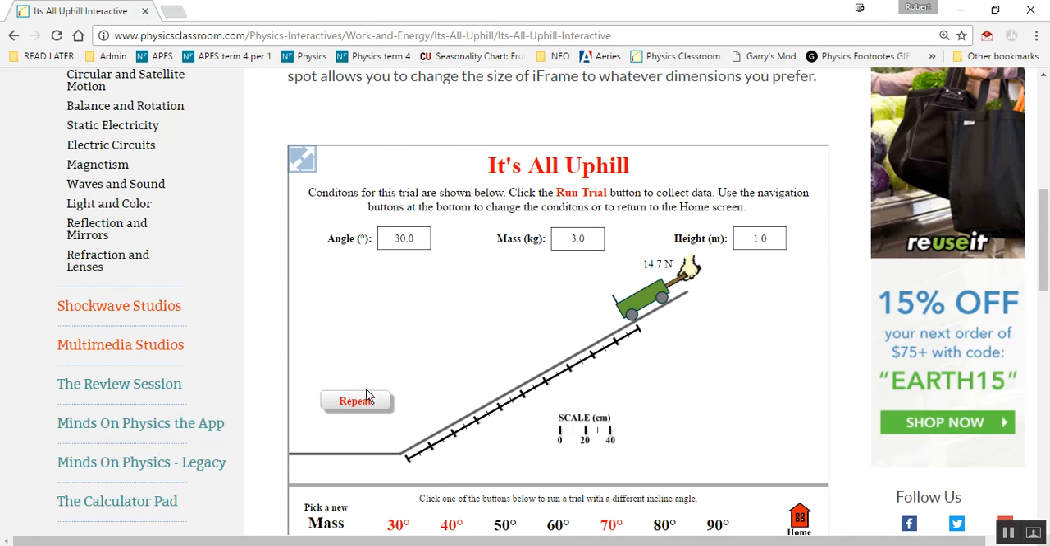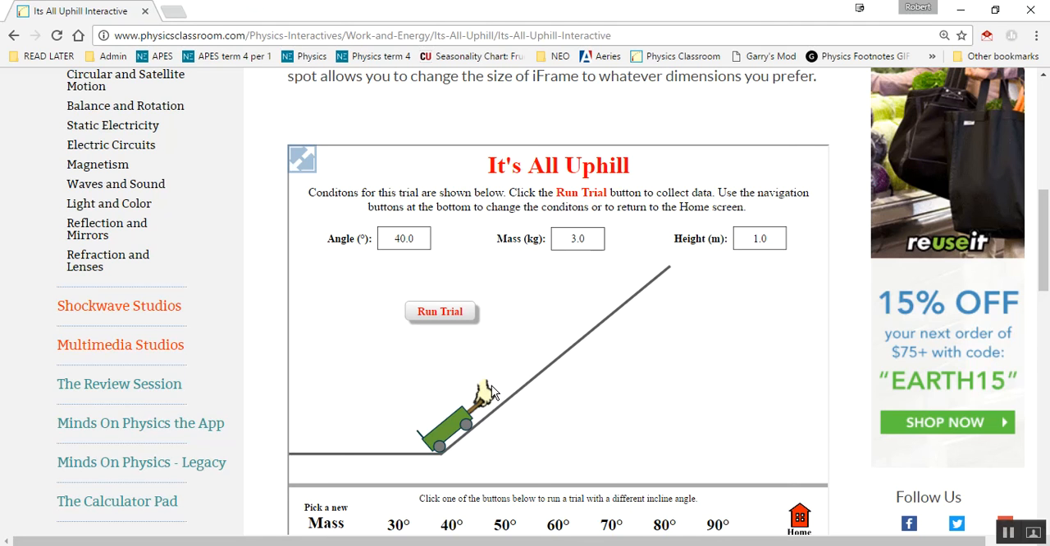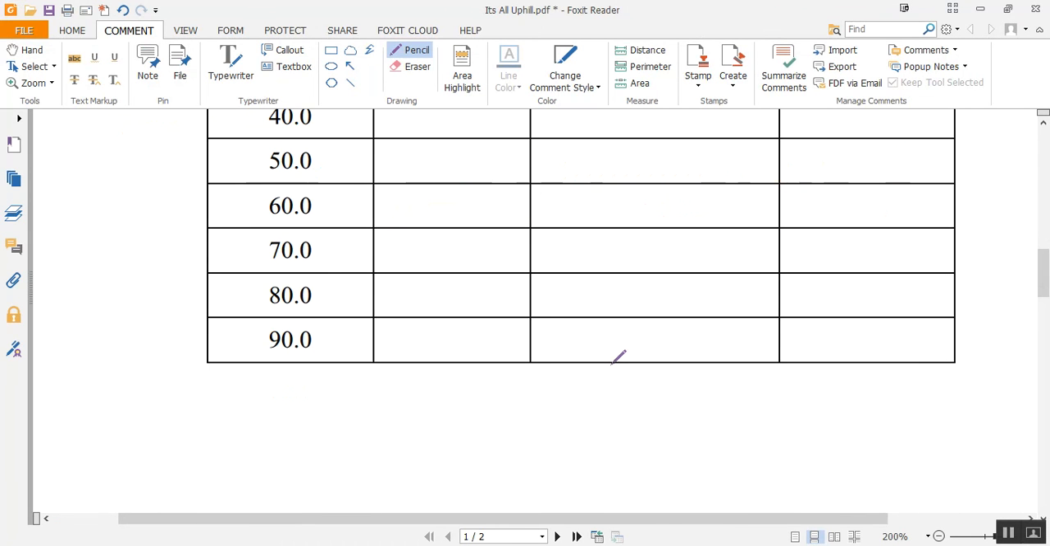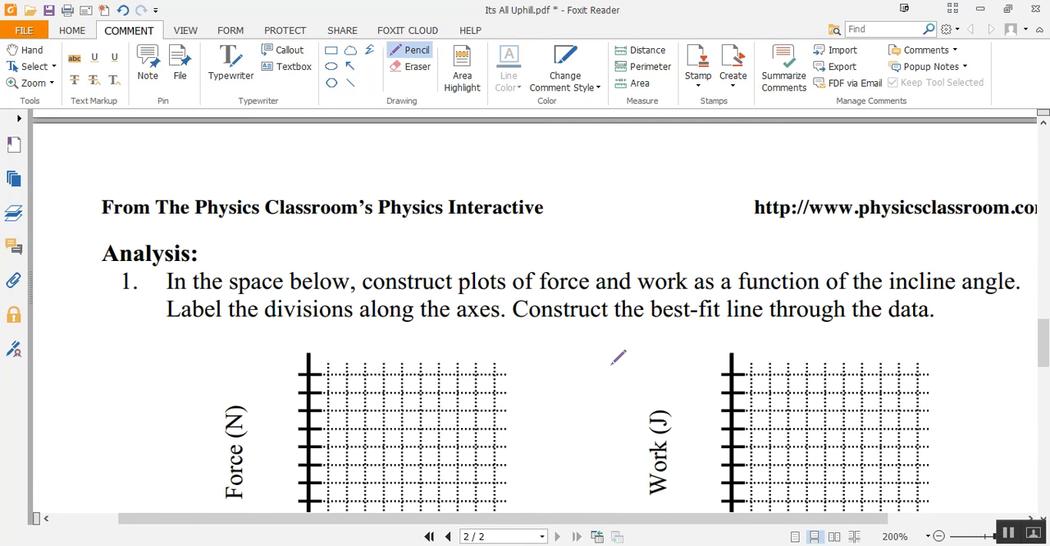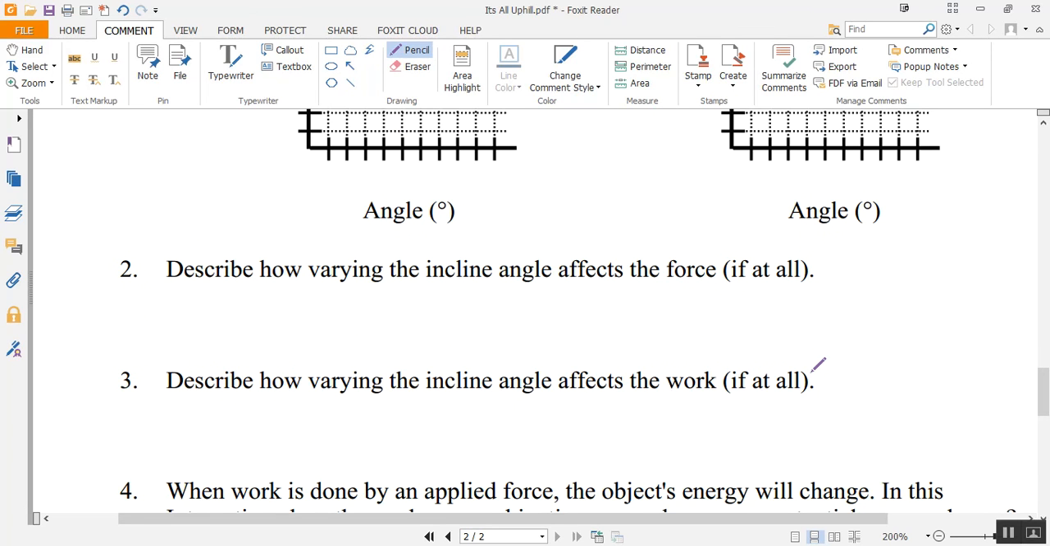Alright, so now we can go back to the simulator. We can change the angle to 40 degrees. And do you think it's going to take more or less or the same amount of force to pull it up? Go ahead and try it on your own and complete your data table on the front. And on the back, it's going to ask you to graph your data so that you can try to draw some conclusions about the relationship between angle, force, and angle and work.